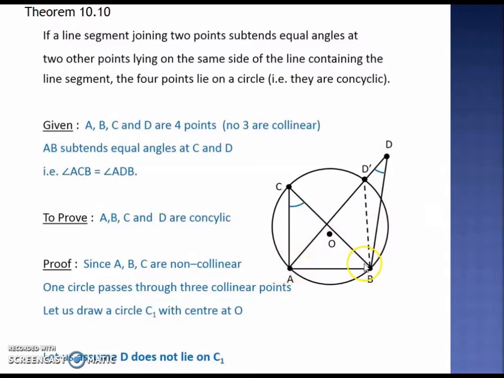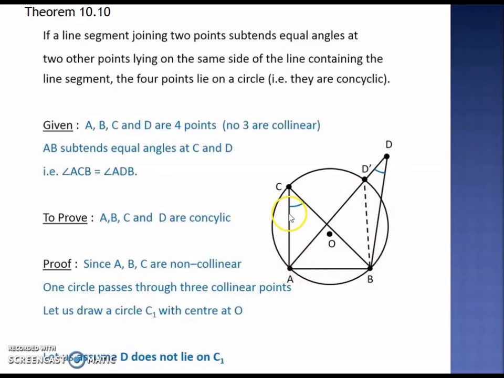If I have 2 points A and B and they are subtending equal angles at this point and this point on the same side of the circle, that means both points should be on this major arc only. It can't be one on the major arc and one on the minor arc. It should be on the same side. So at this point, these two angles are equal. Then all 4 points should lie on a circle.